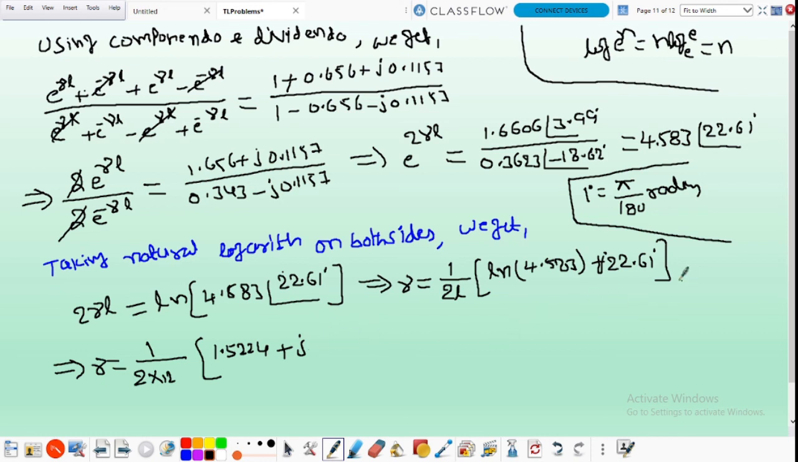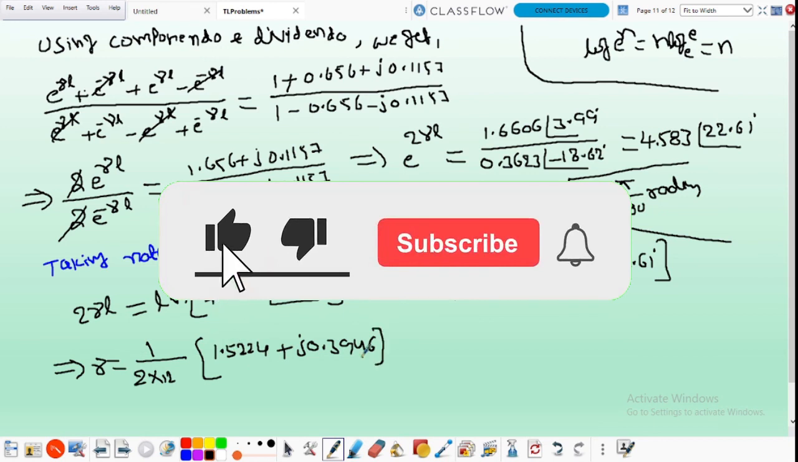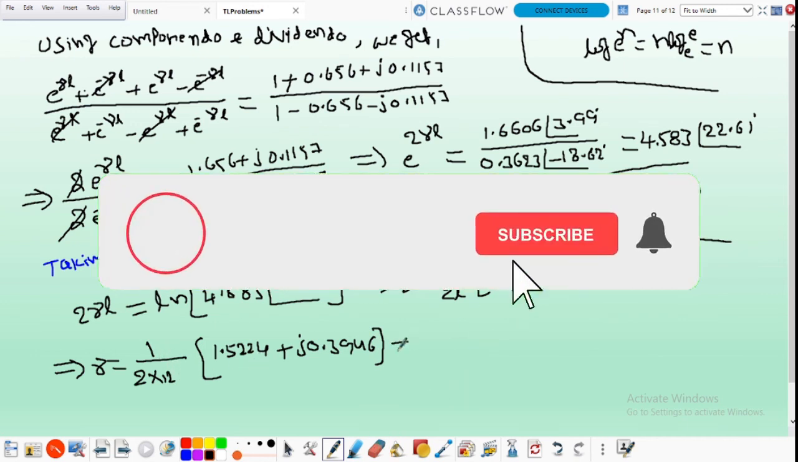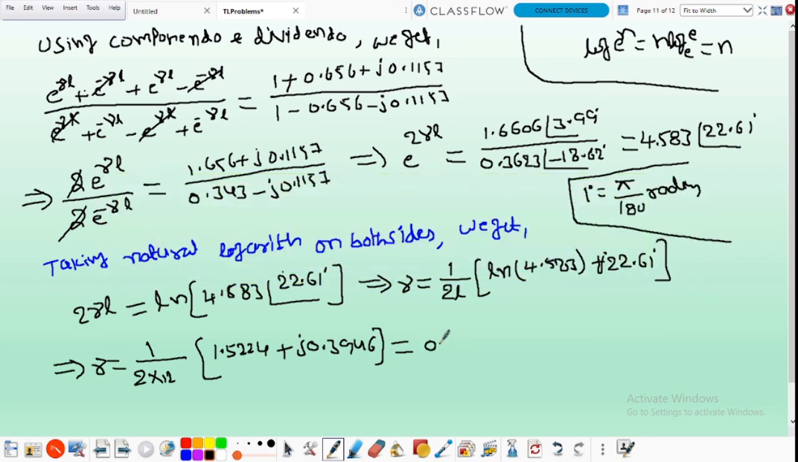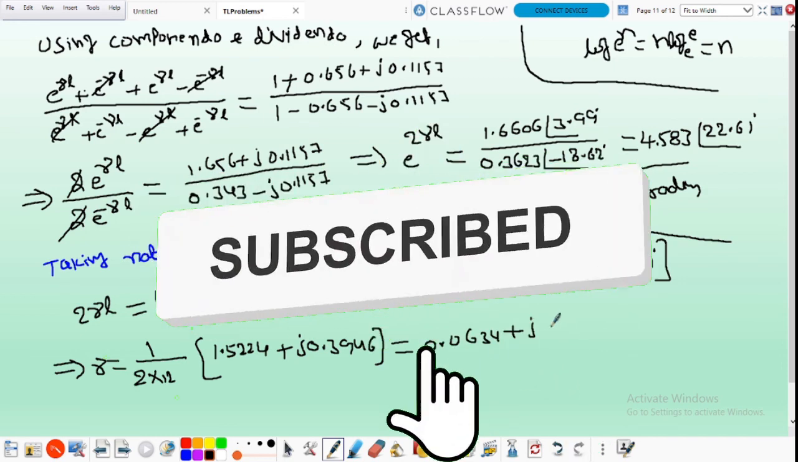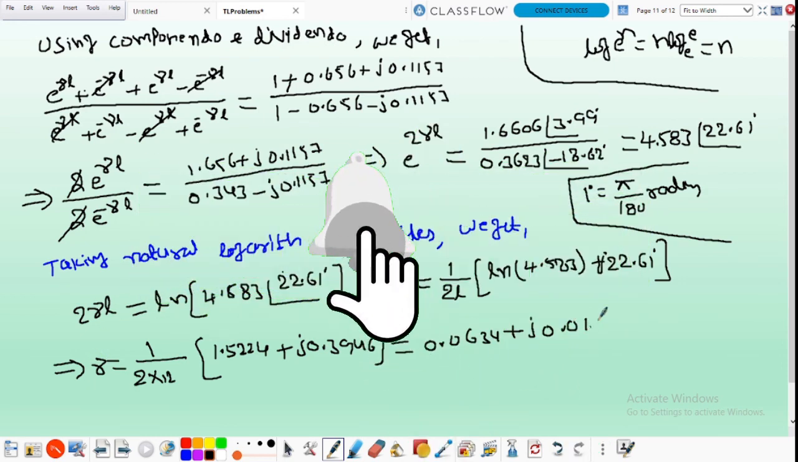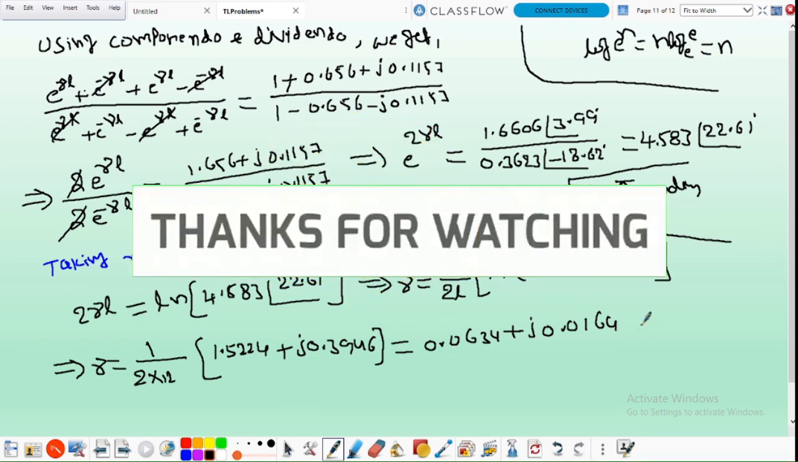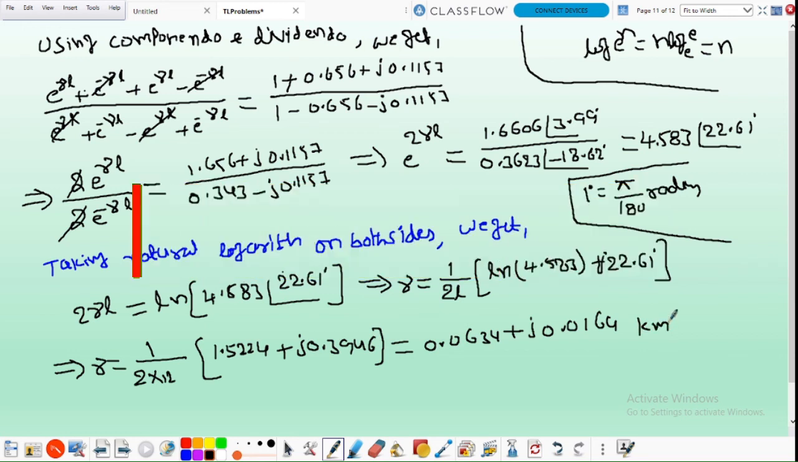After substituting 1 degree is equal to pi by 180, we get 0.3946. What is L? 12. Multiplying 1 by 24 with the bracket term, we get the propagation constant gamma is equal to 0.0634 plus j 0.0164 per kilometer, or kilometer inverse.